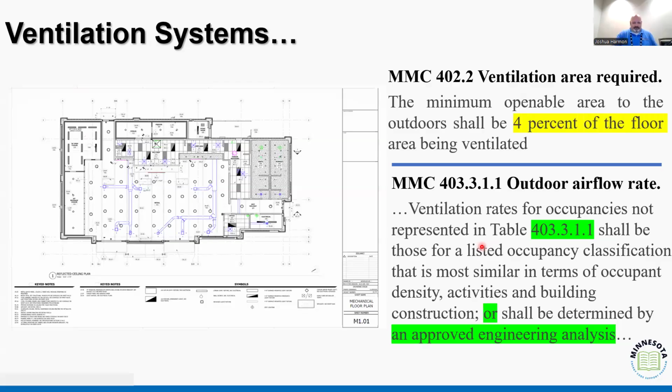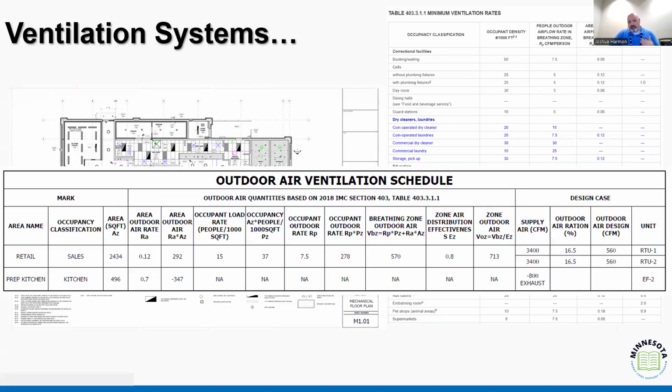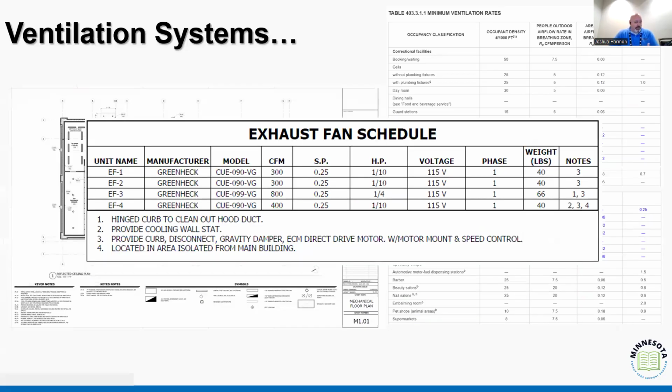But anyhow, I'll digress. So again, we're looking at how they comply with the table 403.3.1.1 or that approved engineering analysis. Because again, just because we have a table doesn't mean somebody's not going to say, hey, I got a better idea. Okay, go with it. Show me what you're doing. Show me your work. It's like school, right? Do your math, but show me the work. So again, how we're classifying those areas, calculating those outdoor air ventilation schedules, and again, making sure that equipment is capable, right, of meeting those requirements.